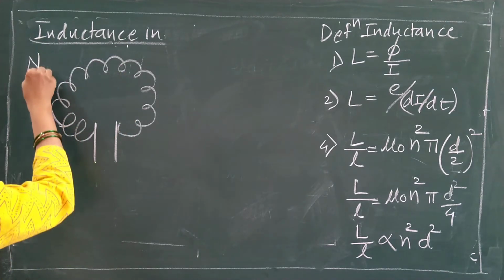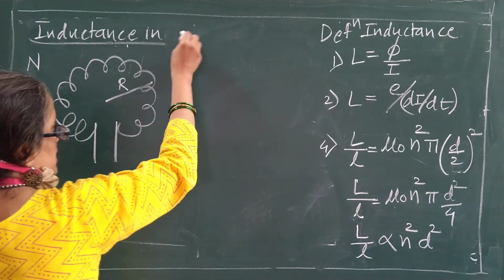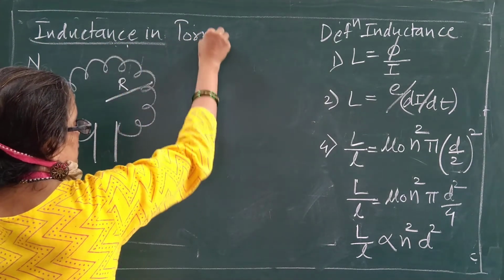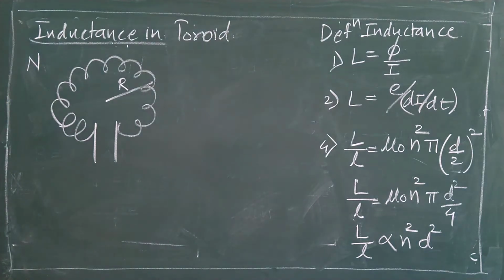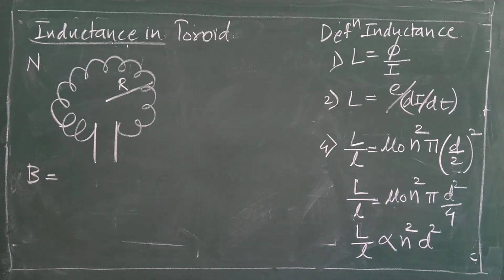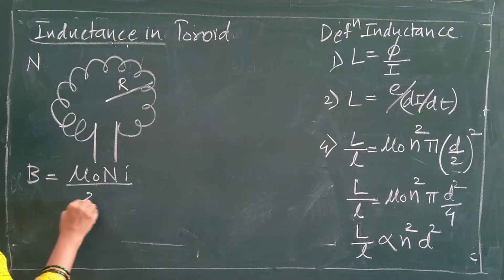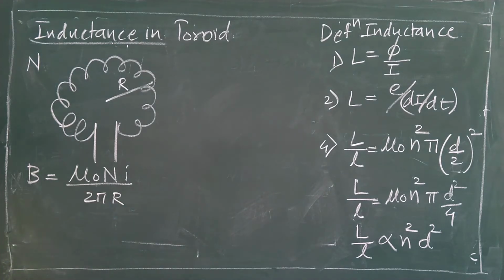So number of turns N. Radius of that toroid is nothing but capital R. So you can say inductance in the toroid. For this, you have to first write down the magnetic field in the toroid, which you have studied in the previous lecture. In Ampere's law, we have seen that the magnetic induction inside the toroid is mu 0 N I upon 2 pi R. This is the magnetic induction produced inside the toroid.